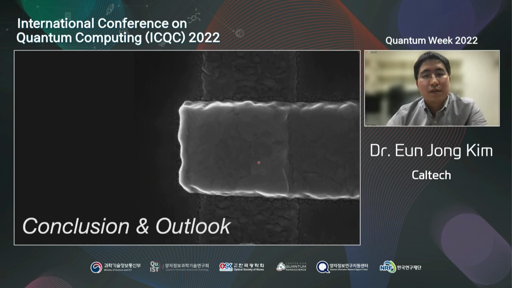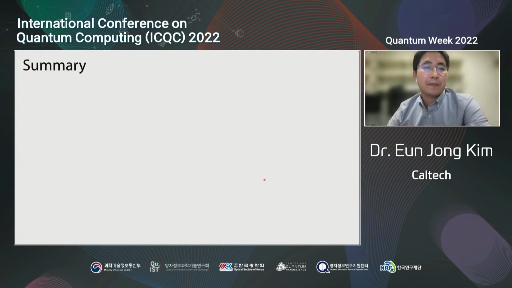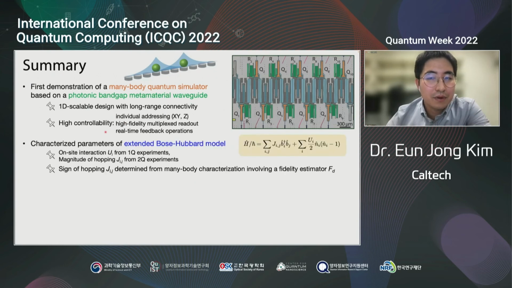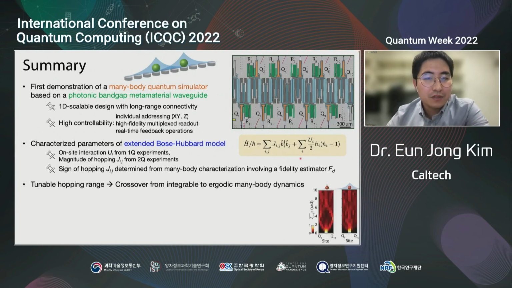Finally, I would like to conclude the talk by providing a summary and discussing the future directions of our work. The work presented today shows a first demonstration of a quantum many-body simulator based on a photonic bandgap waveguide, featuring a 1D scalable waveguide design and long-range connectivity, together with high controllability. We have characterized the parameters of the extended Bose-Hubbard model realized in our system by conventional single-qubit or 2-qubit measurements, as well as a novel many-body characterization. And the tunable hopping range in our system was used to show the crossover from integrable to ergodic many-body dynamics.